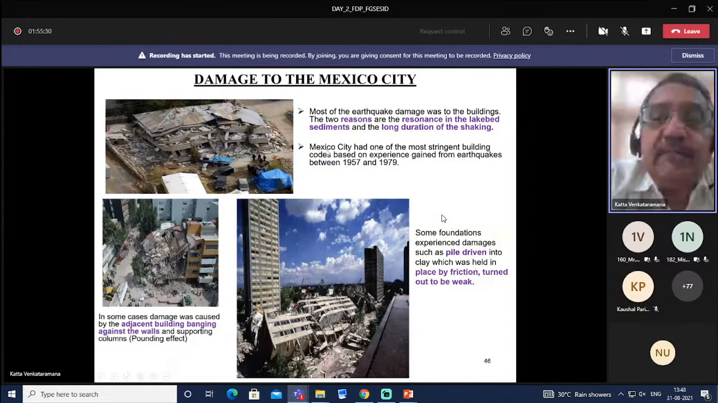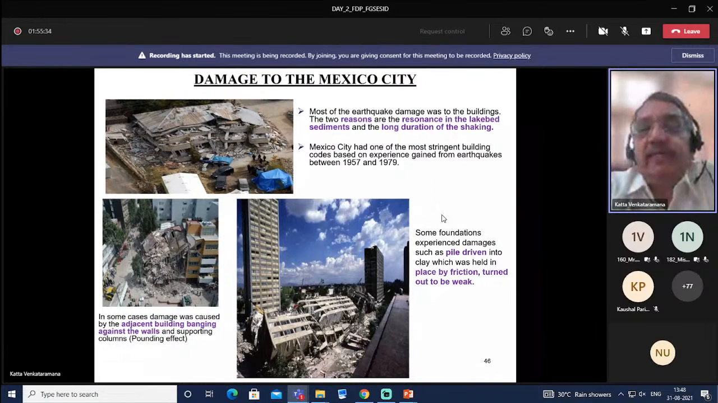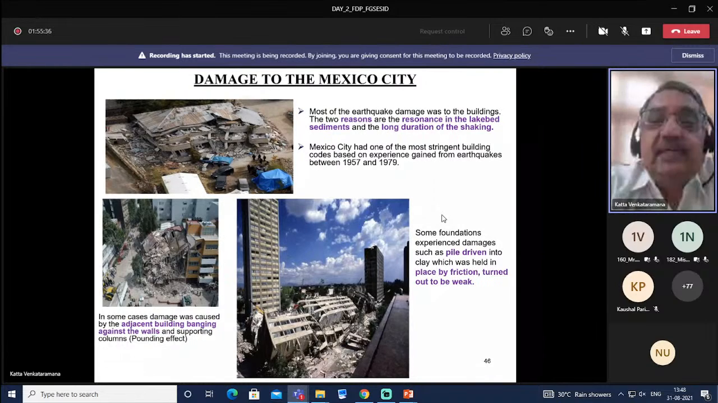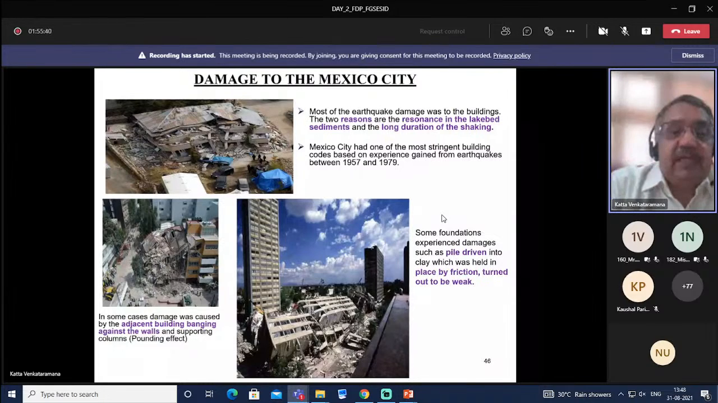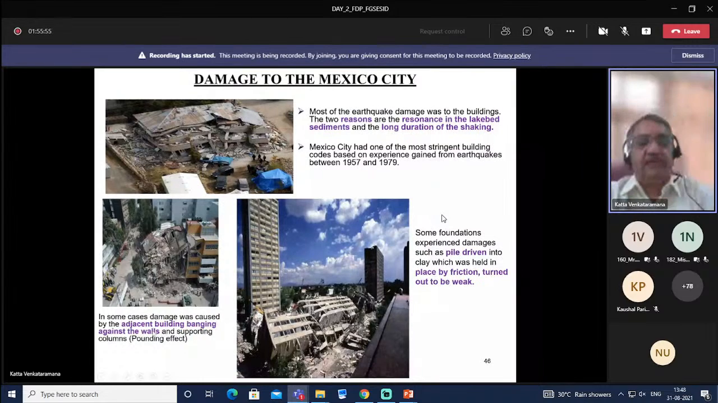Actually, Mexico City had one of the most stringent building codes, based on experience gained from earthquakes in 1957 and 1979. However, still a lot of damage occurred during this 1985 earthquake. In some cases, damage was caused by adjacent buildings banging against the walls. We call this pounding.